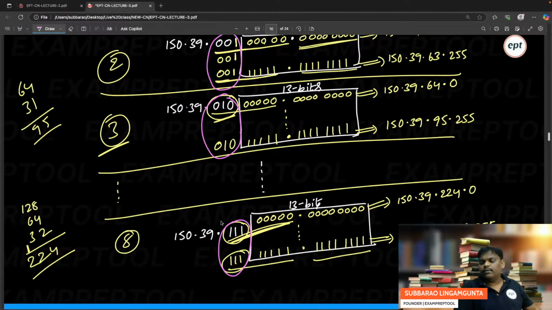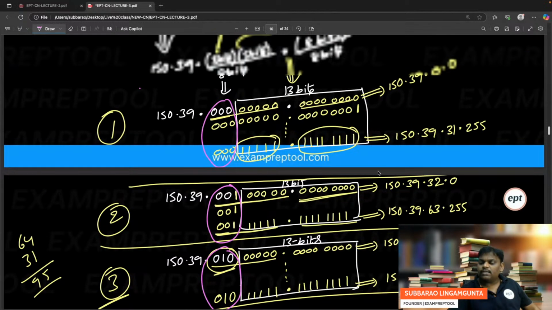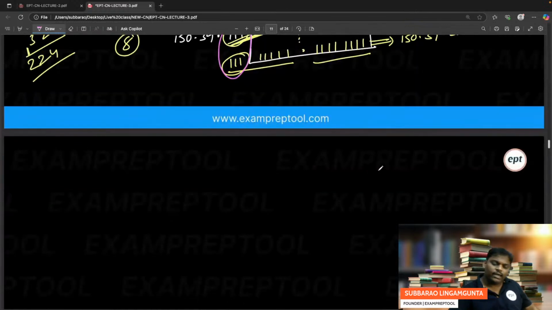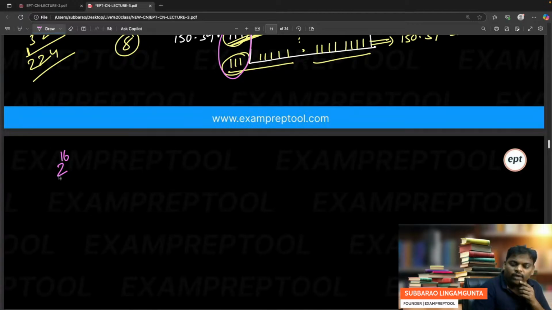Some people are asking, sir, how much size? I will say to you, how much size? Can you help me? Previously it was 2 power 16. Now you divide it into 2 cube.